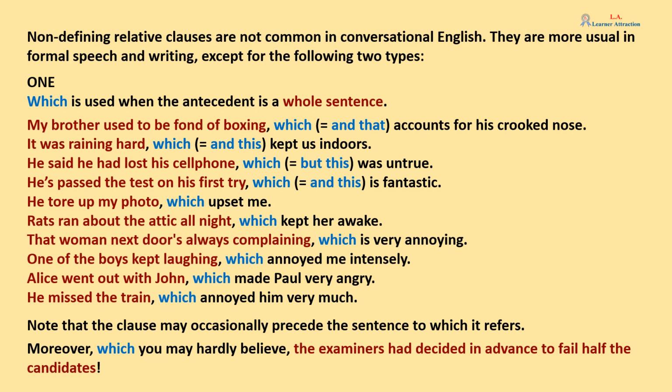Non-defining relative clauses are not common in conversational English. They are more usual in formal speech and writing, except for the following two types. 1. Which is used when the antecedent is a whole sentence. My brother used to be fond of boxing, which accounts for his crooked nose. Means the same as: my brother used to be fond of boxing, and that accounts for his crooked nose.